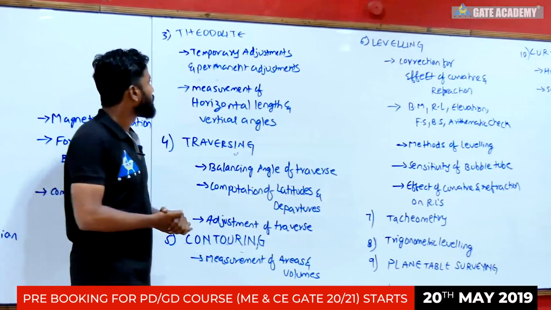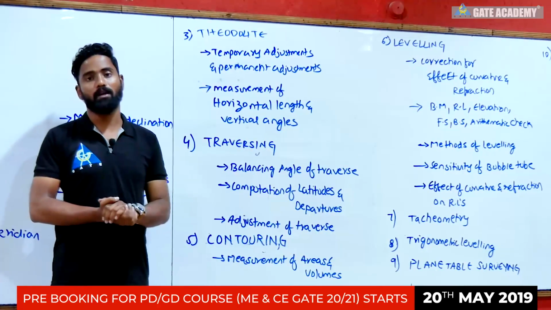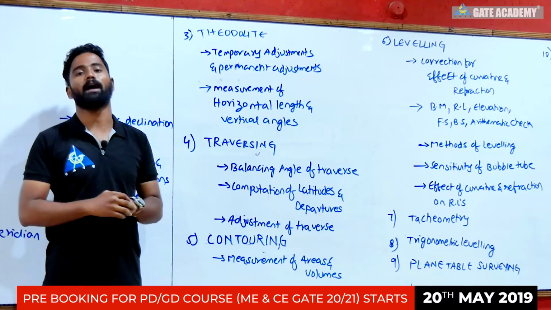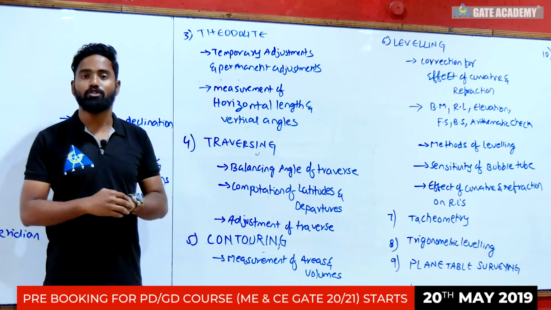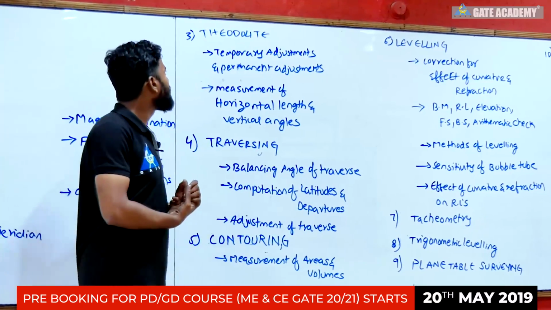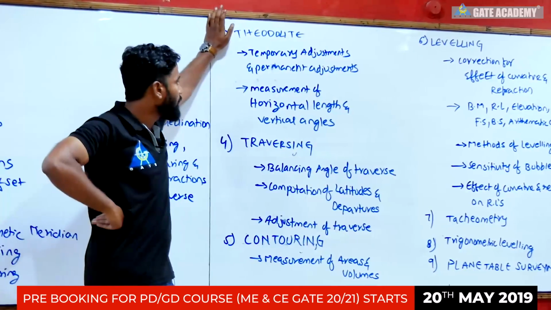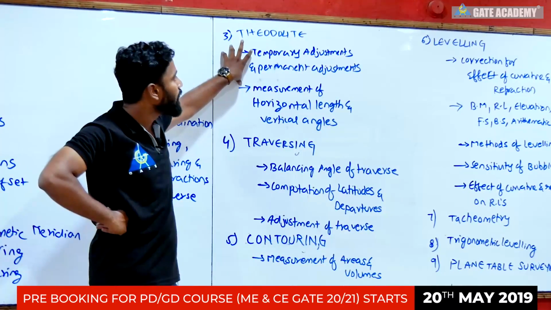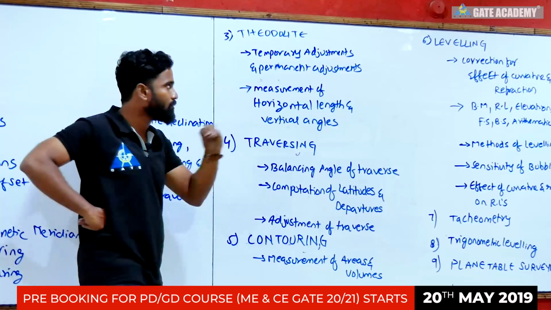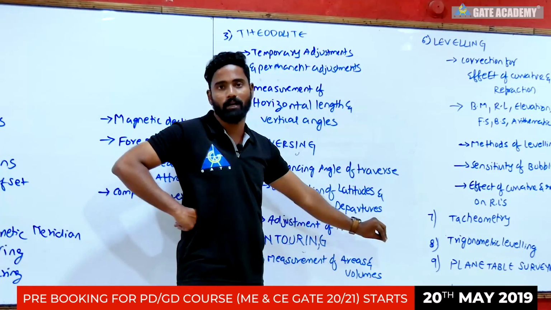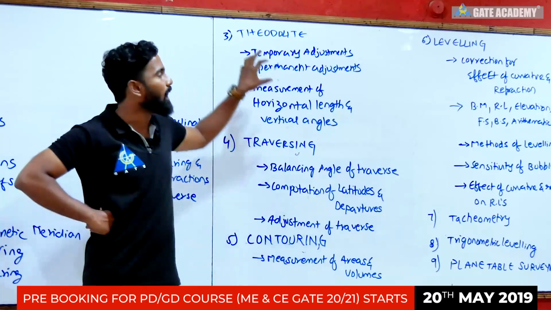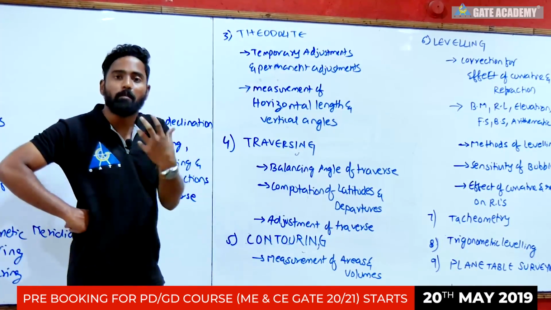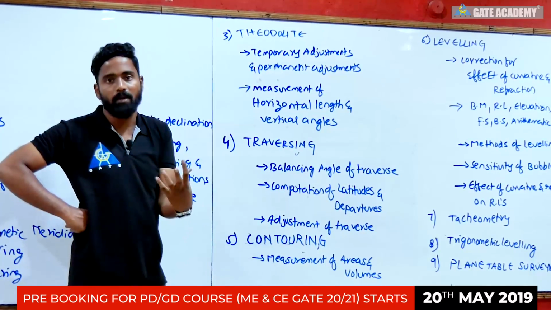Now, theodolite. Theodolite is an instrument which is used to measure both horizontal distances and vertical angles. Here, in the theodolite, direct questions will not be asked. The applications will be seen in trigonometrical leveling. The questions that will be asked in the theodolite are like what are the temporary adjustments, what are the permanent adjustments.